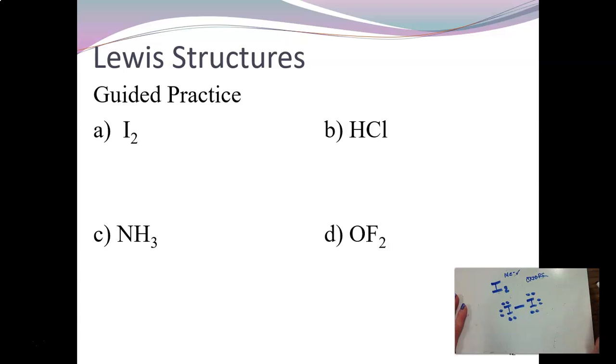What shape is that? Just 2 bonded atoms right next to each other. That's a linear molecule. Nothing on the center there. No center.